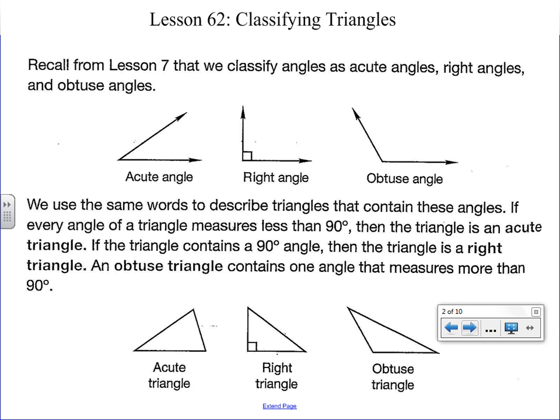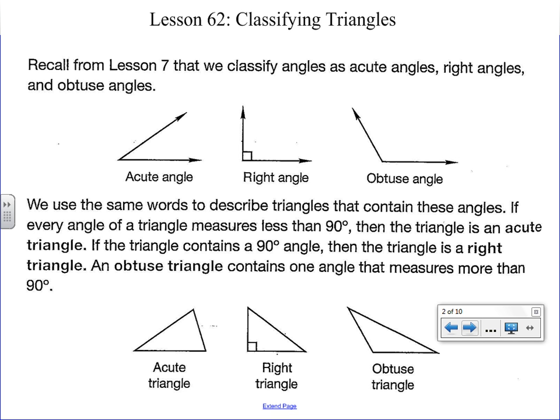If every angle of a triangle measures less than 90 degrees, then the triangle is an acute triangle. If the triangle contains a 90-degree angle, then the triangle is a right triangle. An obtuse triangle contains one angle that measures more than 90 degrees. A good rule of thumb is that the triangle is classified by its largest angle measure. Okay? So if all of the angles in a triangle are acute, then the triangle is an acute triangle. If it has a 90-degree angle, it has to be a right triangle. And if it has an obtuse angle, it has to be an obtuse triangle.